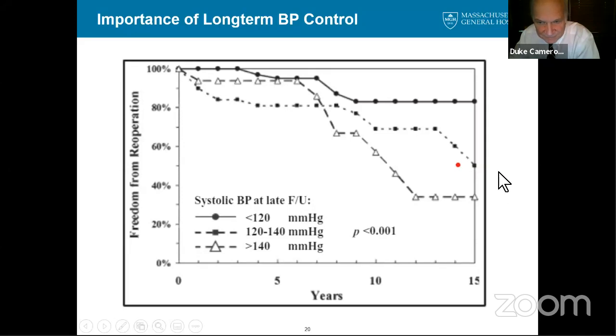And although I think all of us or most of us have to relegate this to our cardiologists, it's something we need to keep an eye on because it has a huge impact on the late results of our surgery.